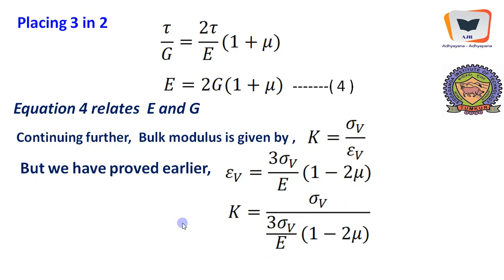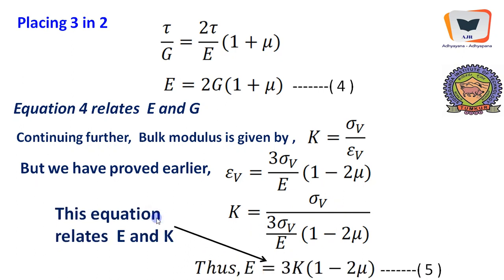Therefore, we write the expression by substituting this entire expression in the place of epsilon V, that is volumetric strain. So sigma V will get cancelled, E will go to the numerator, and when you equate with K, this is the expression. This equation relates E and K. So we have got 2 relationships among the variables, in a sequence: E and G, and E and K. So E is related to K like this.